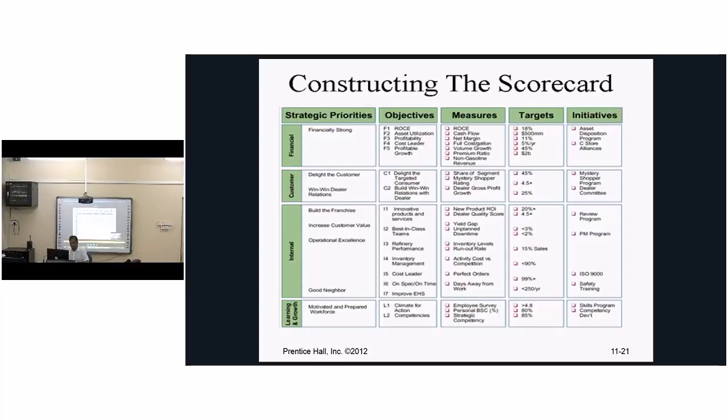Then the third dimension is the internal perspective. What do you do internally? What is your internal plan? What is your internal structure? So for example, build franchise, increase customer value, operational excellence, good neighbor, new products, etc. And your employees, climate surveys, employee surveys. So likewise, you look at financial, customer, internal as well as learning and growth.